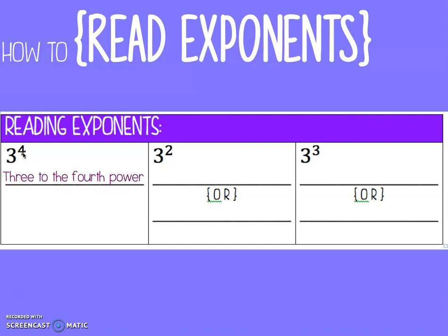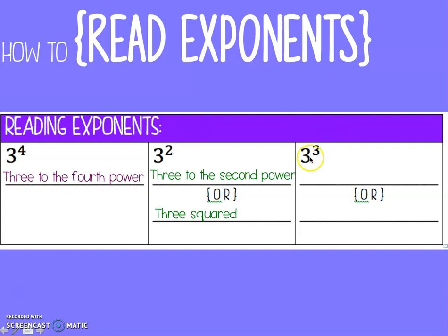Now the exponent 2 can be read 2 different ways. The first one is the traditional way, 3 to the 2nd power. Write it down. Or when we see this little 2, when we move into the geometry, we know that it can also be said as 3 squared. So you can say it either way, 3 to the 2nd power or 3 squared. They mean exactly the same thing, and they're both correct.